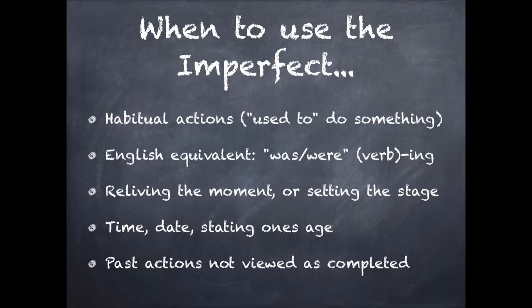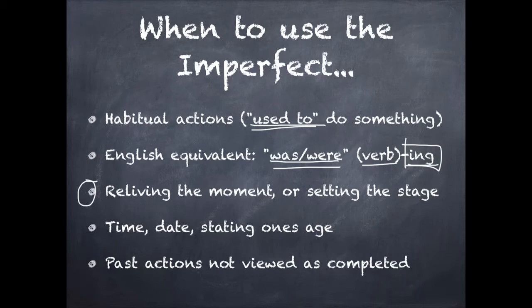you need to know what message you're going to convey. So typically, this is when to use the imperfect: when we're dealing with habitual actions. When in English we say "used to," like I used to go down to the river every summer, then I'd use the imperfect tense. It's the equivalent of "was" or "were" plus the verb with -ing. The big thing: I was walking down the street. It's painting a picture.